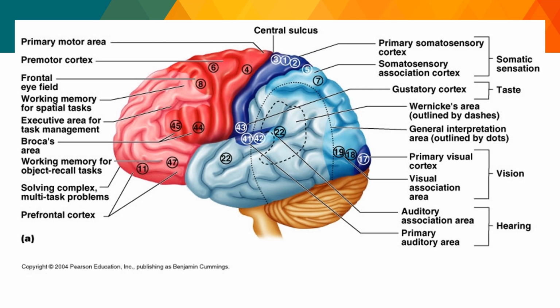And then you also have your pre-auditory area, for hearing, like your number 41. 43 is for your gustatory cortex, for the taste. You also have your Wernicke's area, which is outlined by the dashes, or number 22 in your brain. Primary visual cortex is 17. And then you have your visual associations, 18 and 19.